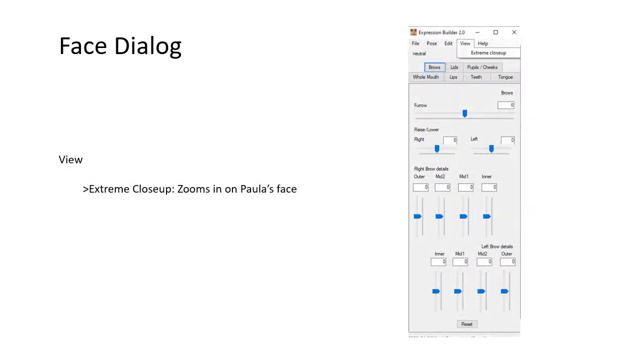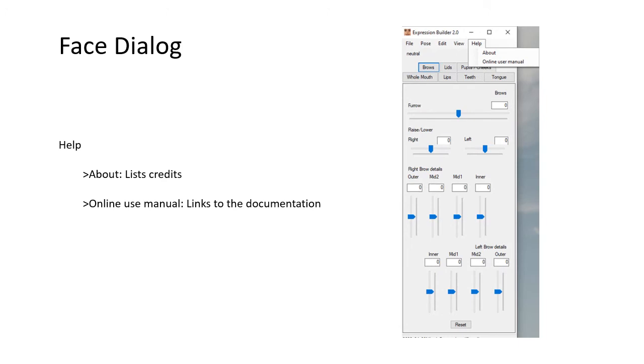Under Edit, any of these options will correspond to the tab of sliders and open that tab, except for the neck movement that will open a new window. Under View, we have Extreme Close-Up, which just zooms in on Paula's face. And Help, under About, it lists the credits. Online User Manual links to the Expression Builder documentation.